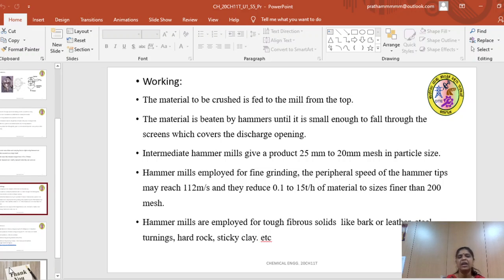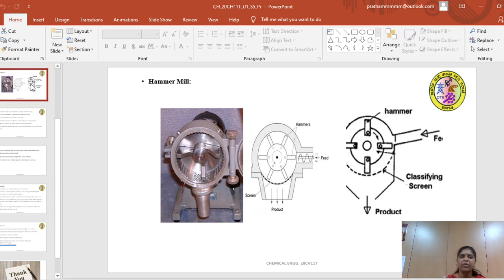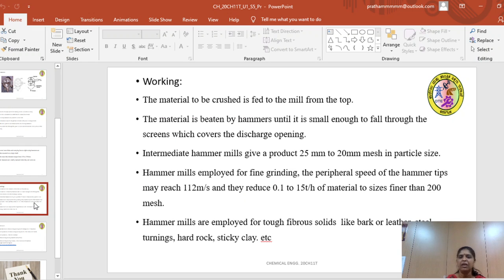So, the working, as we have learnt both the construction and the working. The material to be crushed is fed from the top of the mill or from the side of the mill, and the material is beaten by the hammers until it is small enough to fall through the screen which covers the discharge opening.